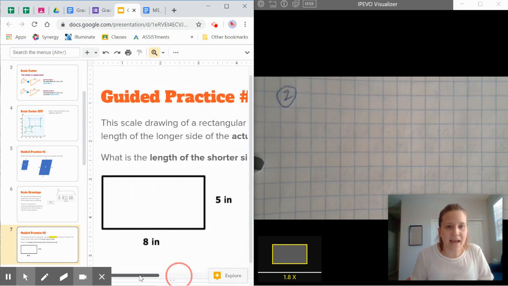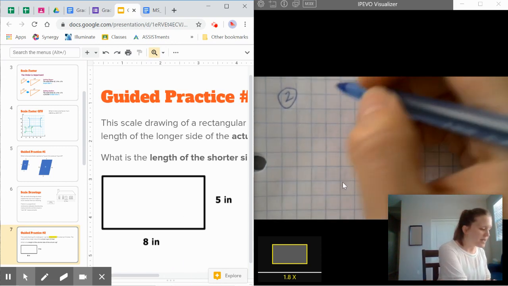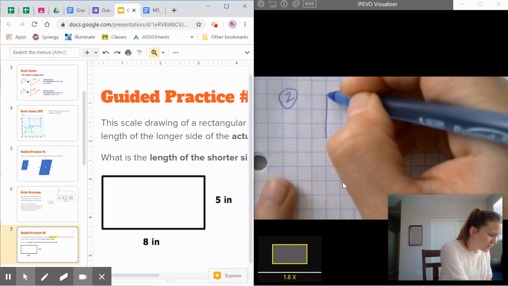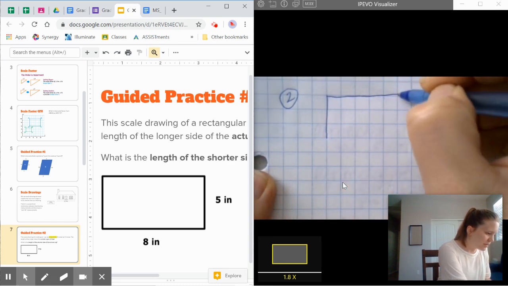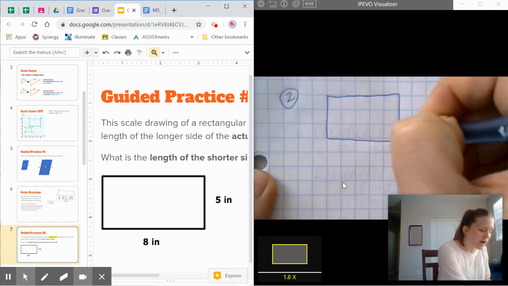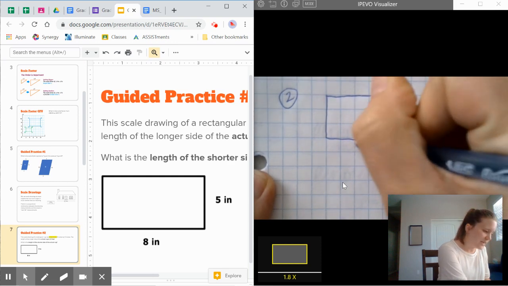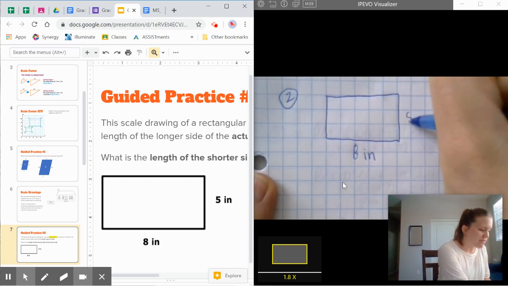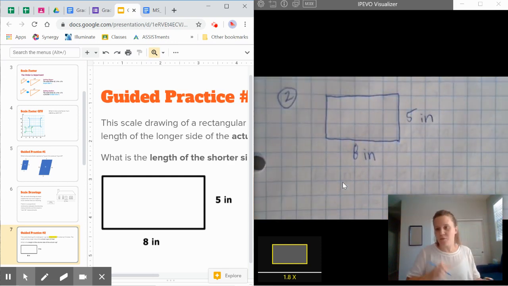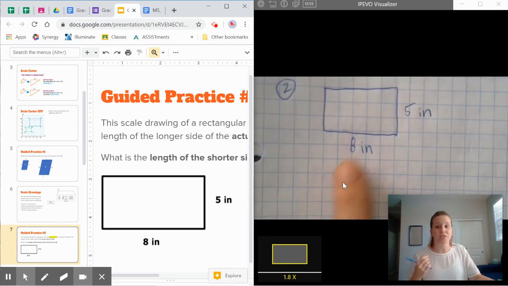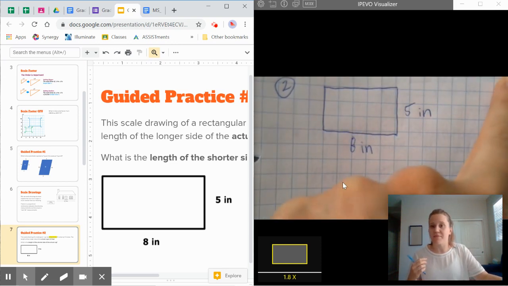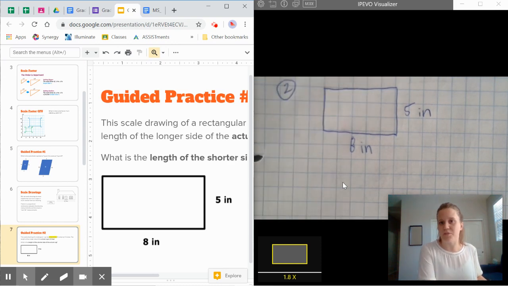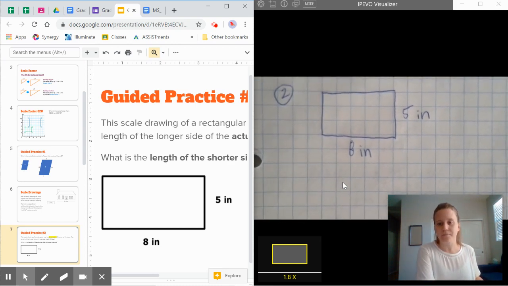Okay, so I have this scale drawing of the rug. Let's go ahead and put that on our paper. So it's a little bit longer than it is wide, and it is 8 inches by 5 inches. It would be really cool if I had an inch ruler and I could actually draw 8 inches by 5 inches. I don't, and so I'm just going to sketch it, no problem.